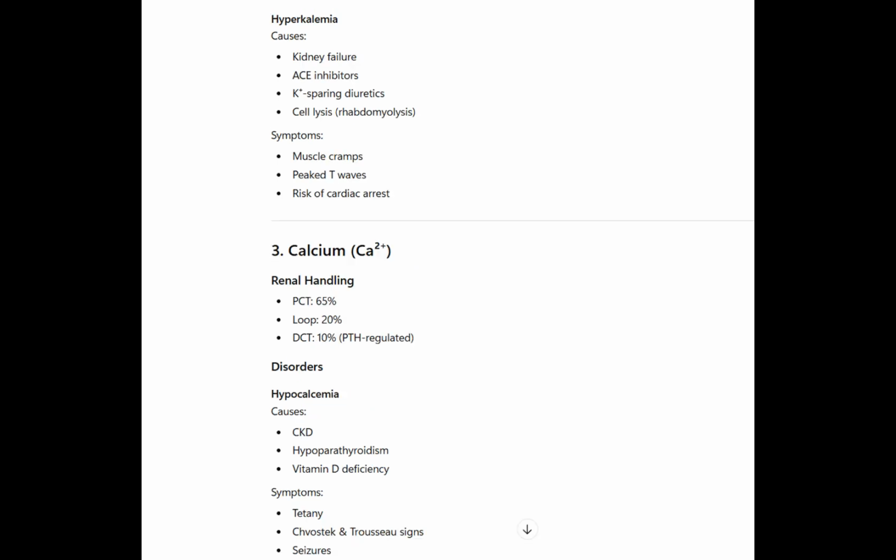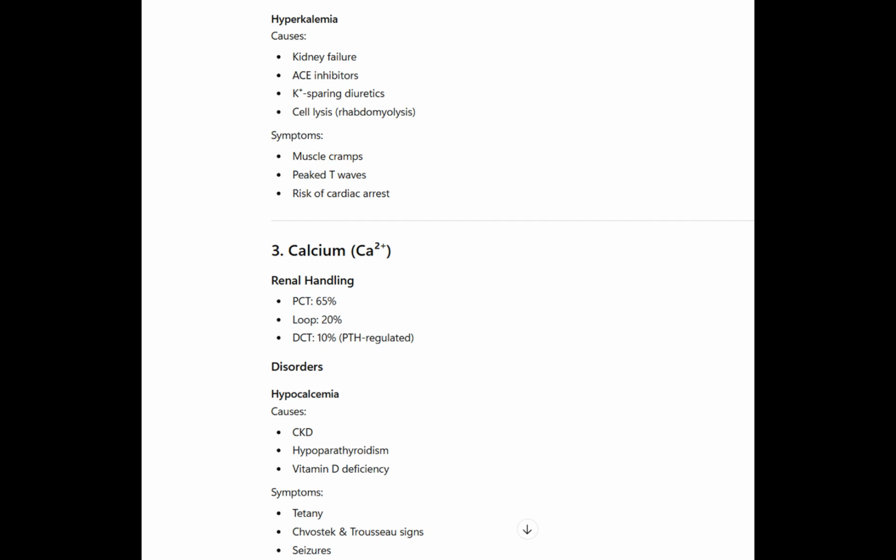Hyperkalemia, high potassium. Hyperkalemia is caused by renal failure, potassium-sparing diuretics, ACE inhibitors, or massive cell breakdown, such as rhabdomyolysis. Symptoms include muscle paralysis, paresthesias, and dangerous cardiac arrhythmias. ECG findings show tall peaked T waves and possible progression to ventricular fibrillation.